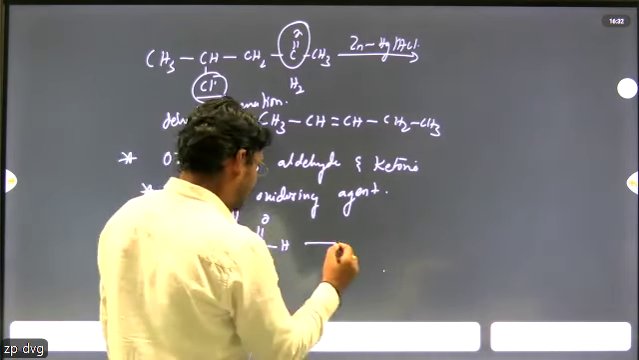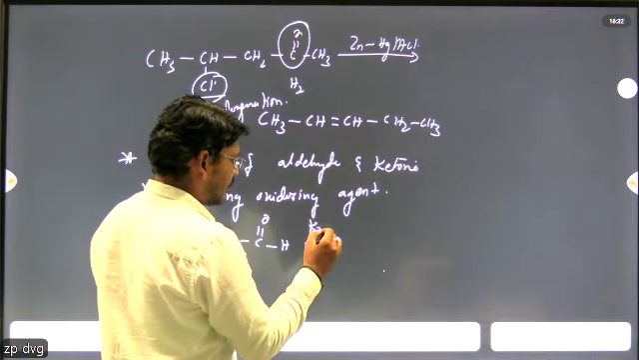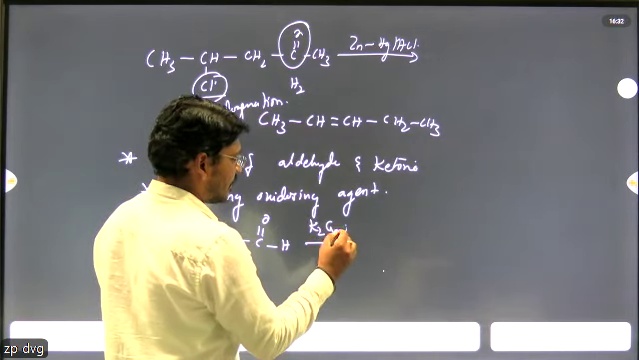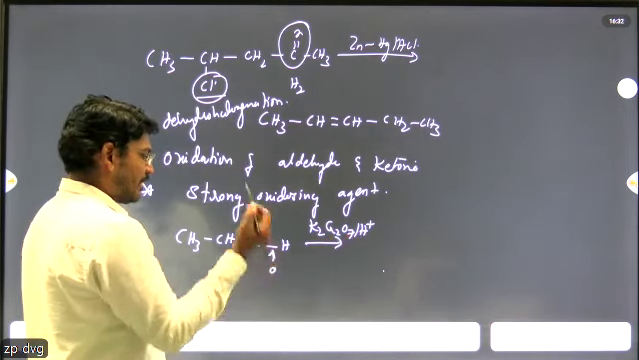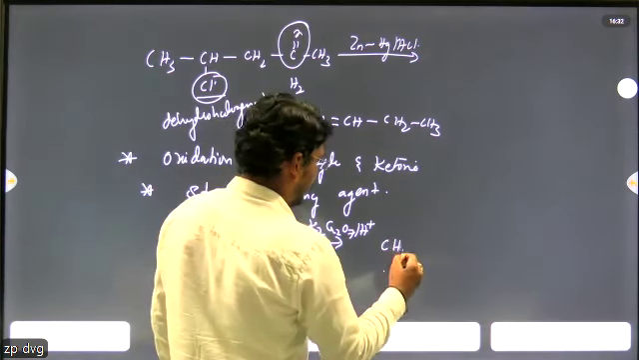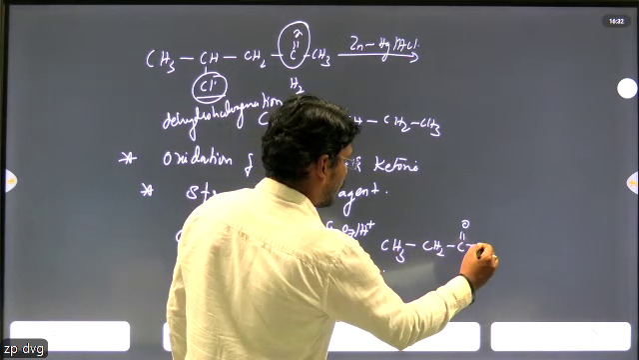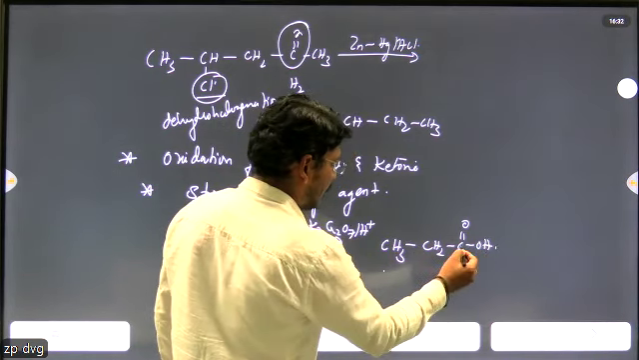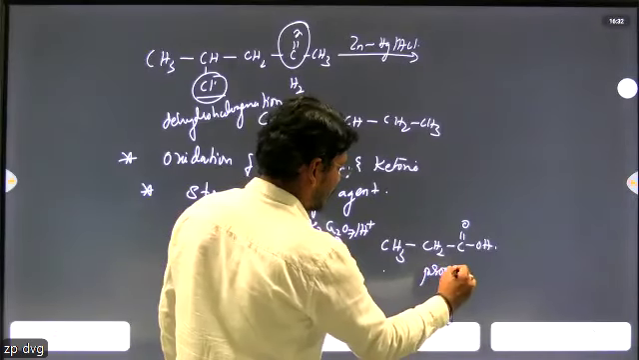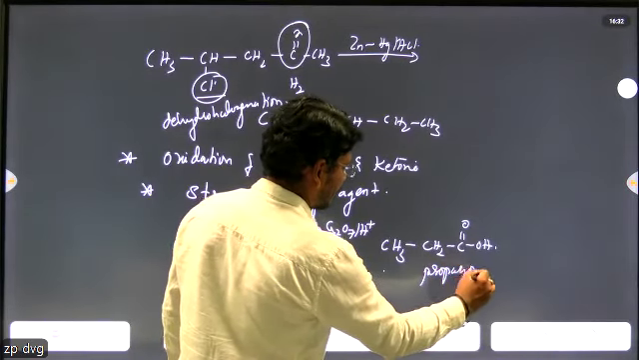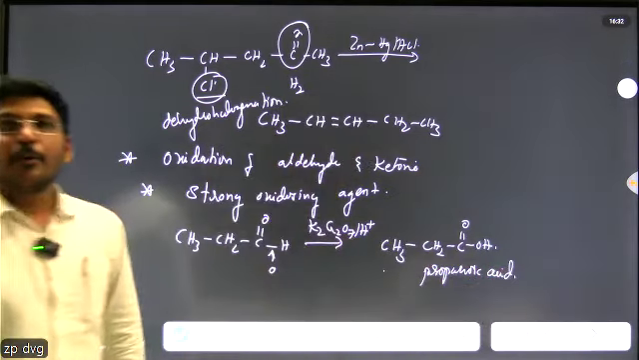Same thing, CH3, CH2, C double bond O H, when this undergoes oxidation in the presence of acidic K2Cr2O7, addition of oxygen takes place, and finally we get CH3, CH2, C double bond O OH. The name of this compound, 1, 2, 3, is propanoic acid.